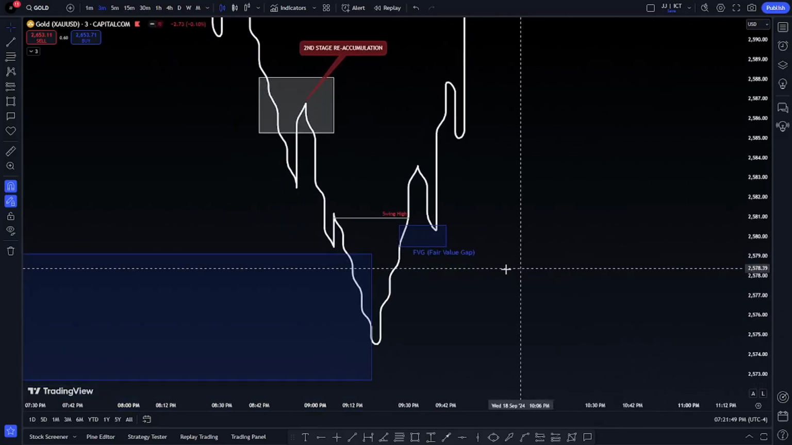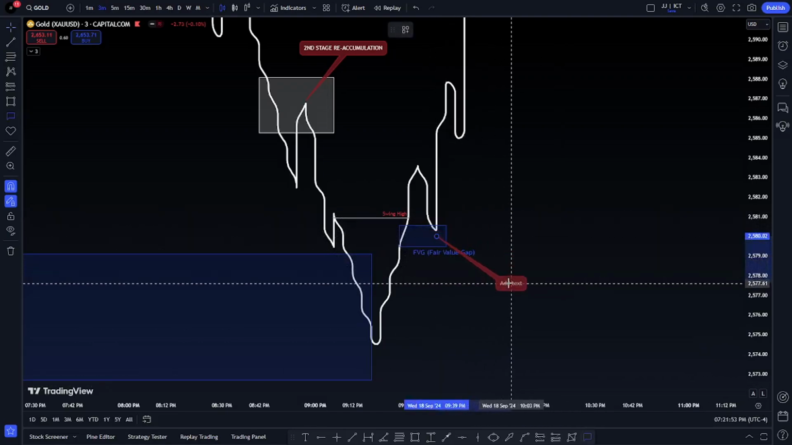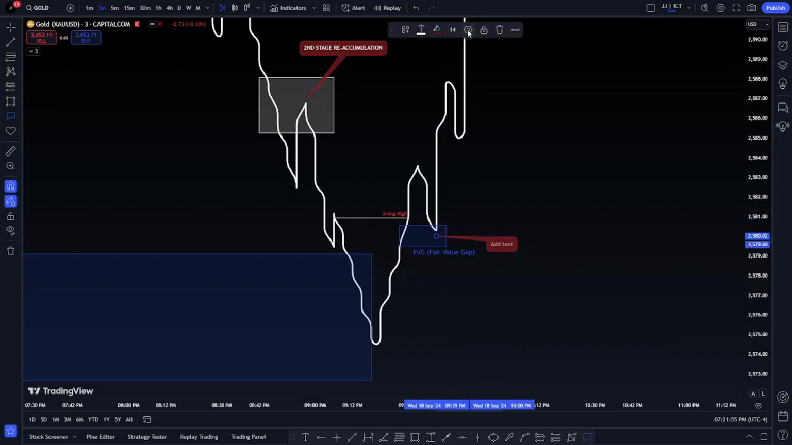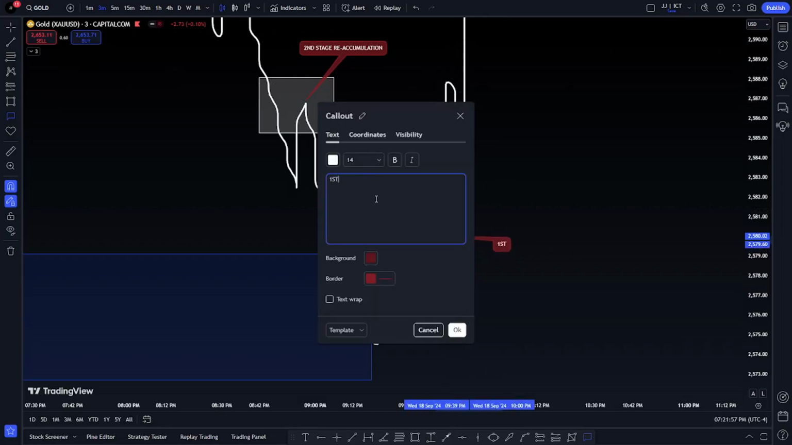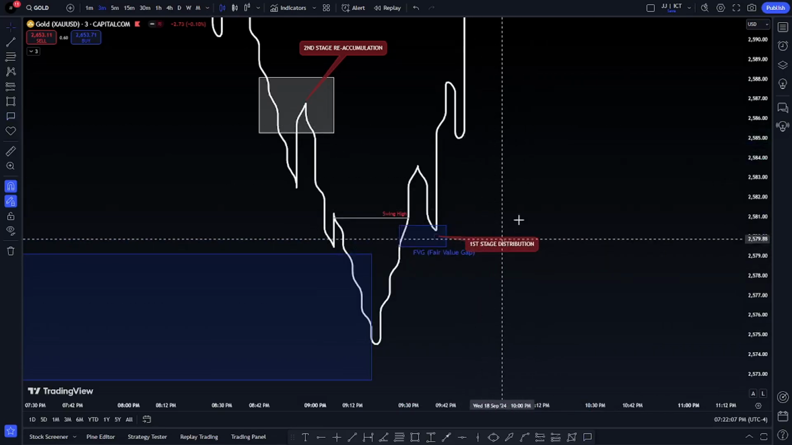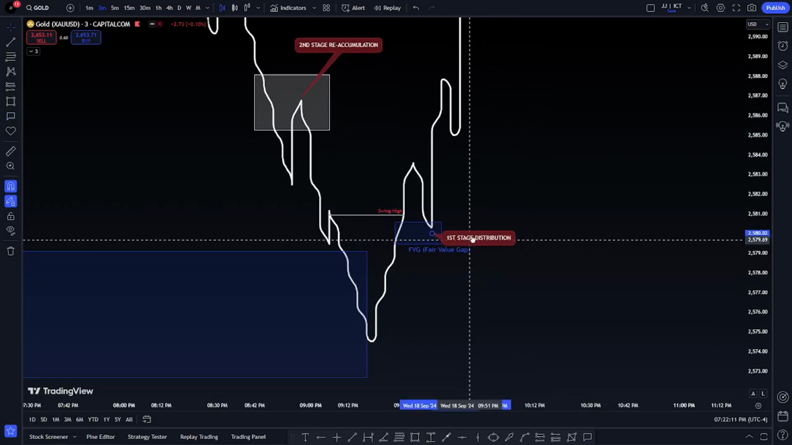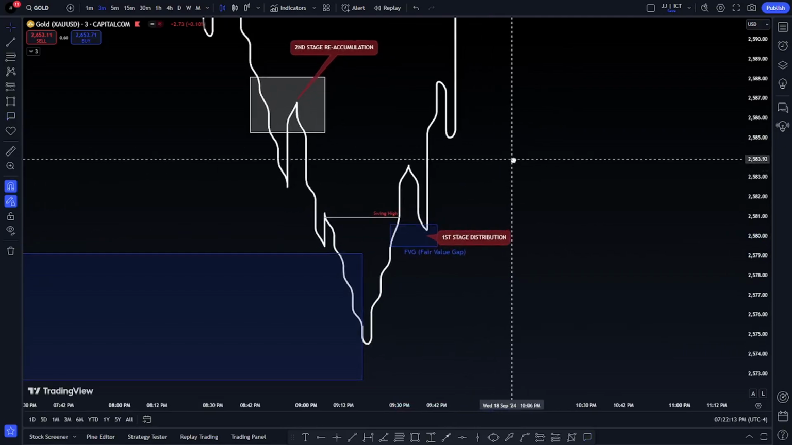So this would be your first stage distribution. If you draw that out and wait right here, that's your first stage distribution. Did I spell that right? I feel like I spelled that wrong. No, I spelled it right. But that's your first stage distribution. The reason we call it first stage is because that's the first time it's distributing.